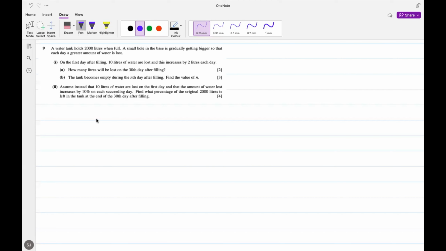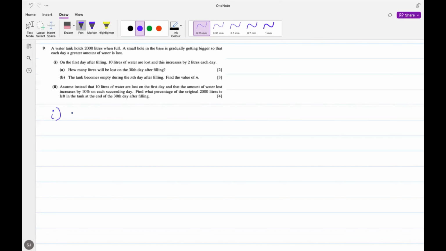In question 9, it says that a water tank holds 2000 liters when full. A small hole in the base is gradually getting bigger so that each day a greater amount of water is lost. On the first day after filling, 10 liters of water are lost, and this increases by 2 liters each day. In part A, we have to find how many liters will be lost on the 30th day after filling.